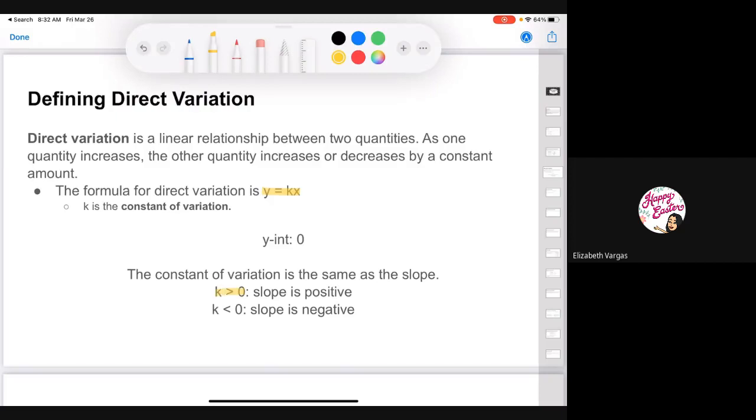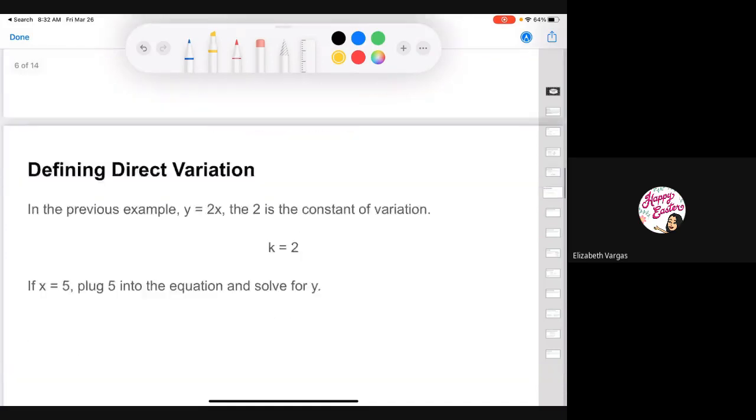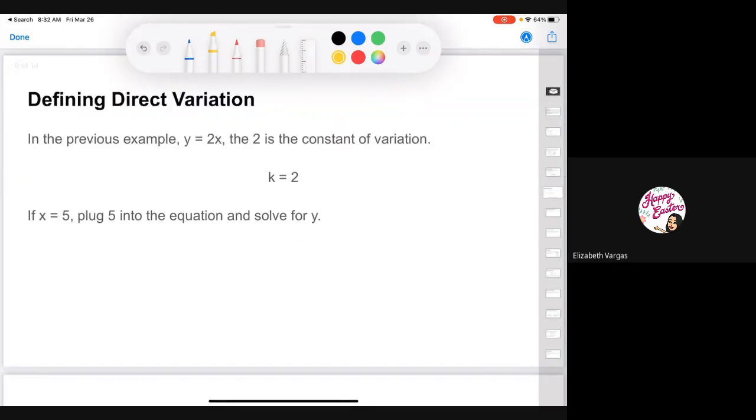If you have a k that is greater than 0, you're going to have a positive slope. If you have a k that's less than 0, or negative, that's going to be a negative slope. Direct variation is pretty straightforward. Like we saw in the previous example, we had y equals 2 times x, where 2 would be the constant of variation, because our direct variation equation is y equals k times x. As you can see, k is substituted by 2, which means that 2 in this instance would be your constant of variation.